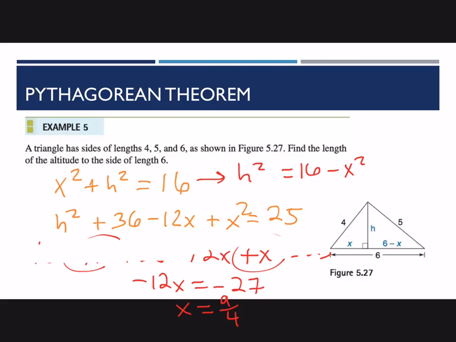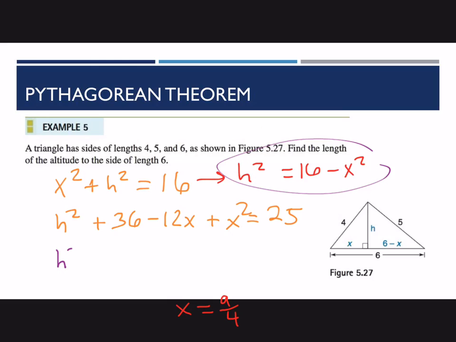I'm going to erase some of this so I have some room to work. Okay, so into this equation we would have h squared equals 16 minus 9/4 squared. So that becomes 16 minus 81 over 16. So I'm squaring the 9, squaring the 4. And then we need a common denominator to subtract.